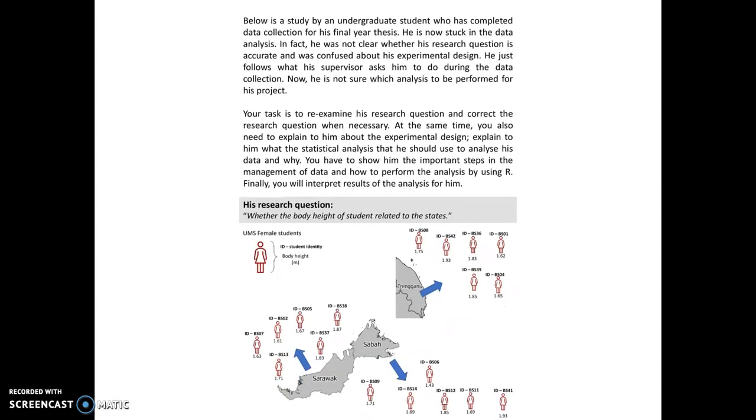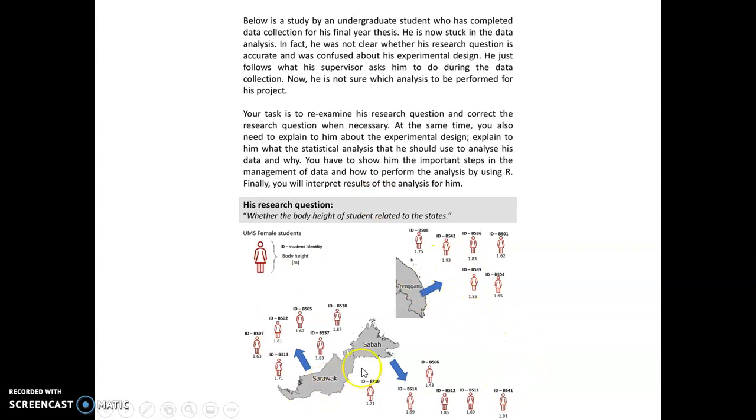So the question that I got, the student made his research question: whether the body height of students is related to their state. The data that he provided is of all UMS female students. He also provided the student identity for each of them, their body heights, and their state of origin. There are 3 states involved here, which are Sabah, Sarawak, and Terengganu.